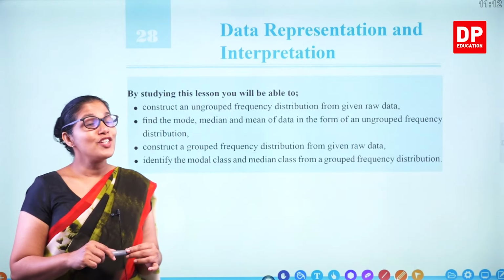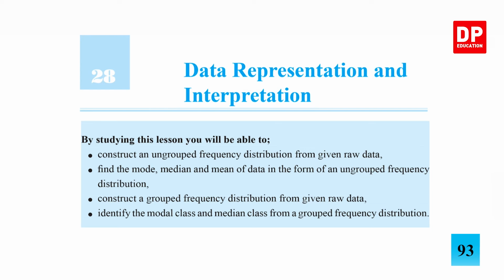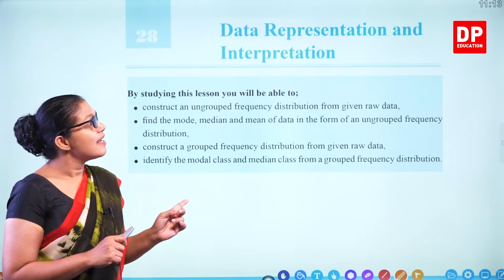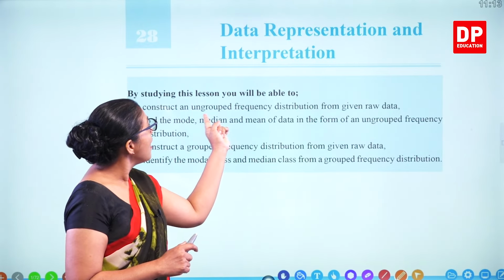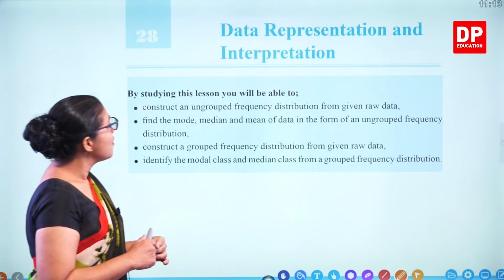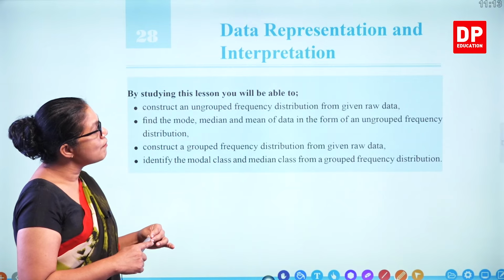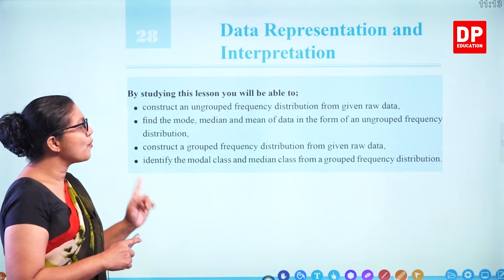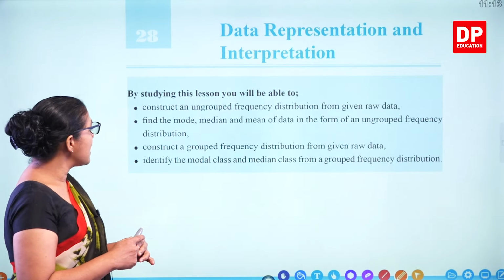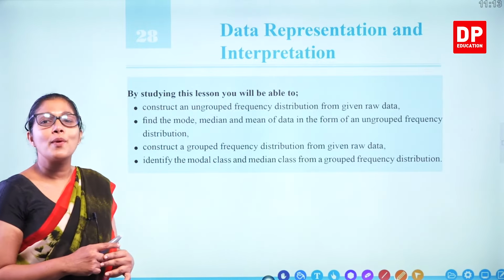Hello students, today I am here to teach you your last chapter in your textbook. That's chapter 28, Data Representation and Interpretation. We discussed this in grade 8 as well, but in this lesson we are constructing an ungrouped frequency distribution from given raw data and then finding the mode, median, and mean of the data in the form of an ungrouped frequency distribution, and then constructing a grouped frequency distribution from given raw data and identifying the modal class and median class from the grouped frequency distribution.